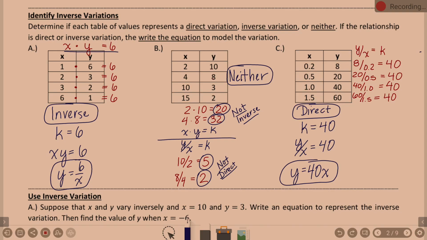Now, I don't know if anyone tried to do x divided by y instead. And here's the deal. I don't know if you continued it all the way through. If you did x divided by y, you got the same answer all the way through. So did you figure out that it was direct? Yes, you can still figure out it's direct. What's wrong with your problem, though? You're going to have the wrong k value, so you're not going to get the right equation. It is valid. It will divide. It'll just give you a different value that's not the right k. So that's my warning. Make sure you're doing y divided by x. Okay?